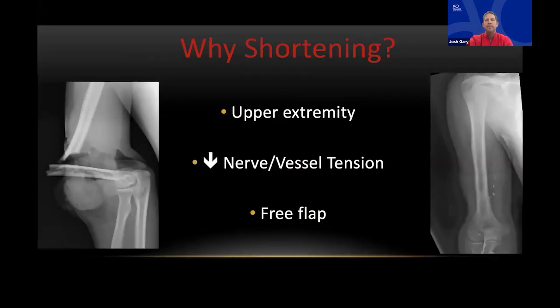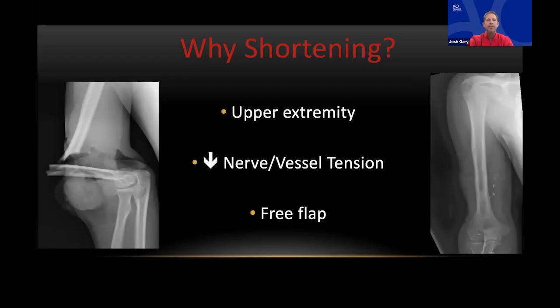So this picture on the left is a patient we showed earlier with the 3C open humerus. The shortening he had allowed him to heal. It also allowed for recovery of his nerve palsies, which you can see on the right side there. That was him after implant removal at final healing.